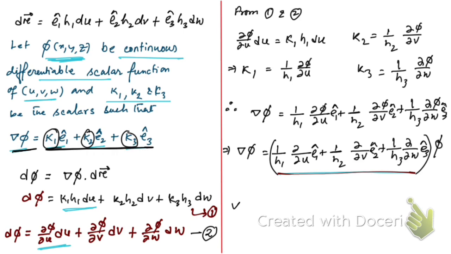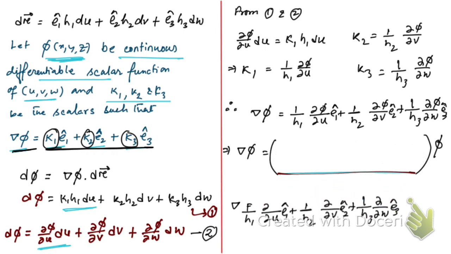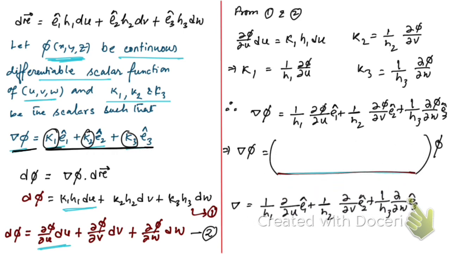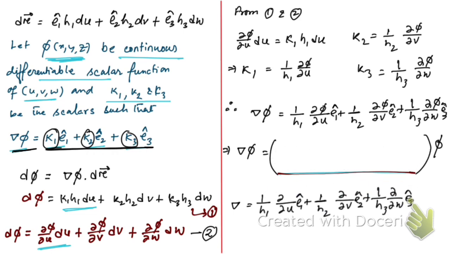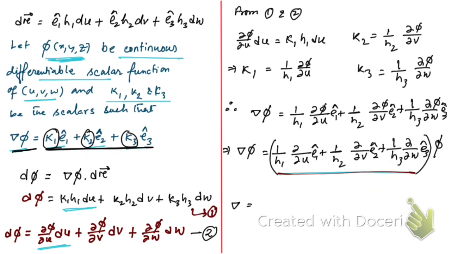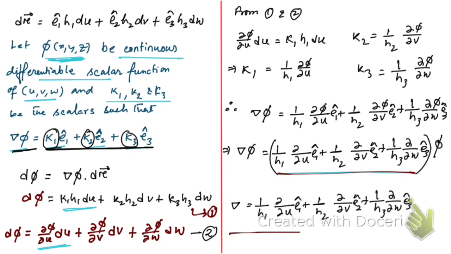So the gradient in curvilinear coordinates will be equal to this, which is within the bracket here you can see. So this is the expression of the gradient, right? Let me copy this first. Hope you have understood this. That's how we can express the gradient in curvilinear coordinates, right?